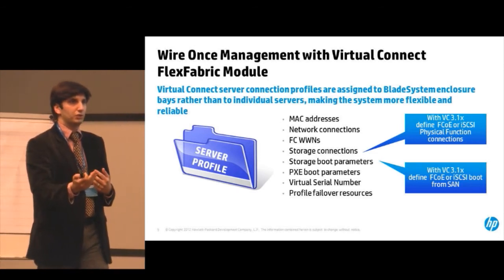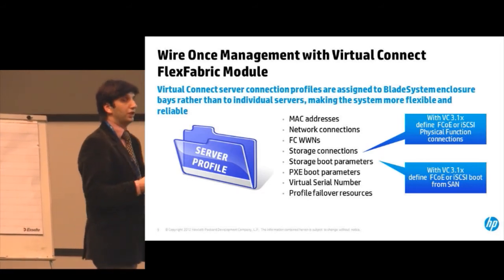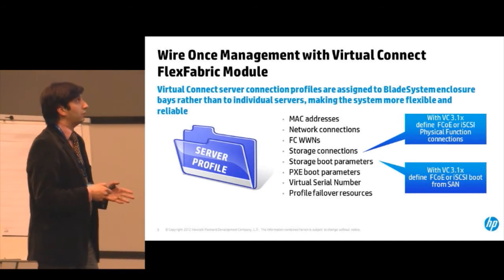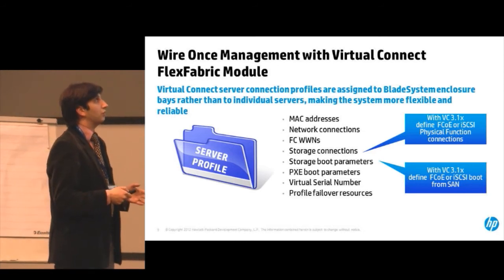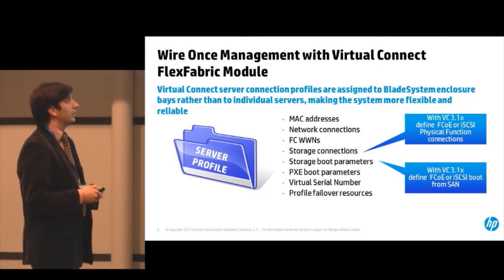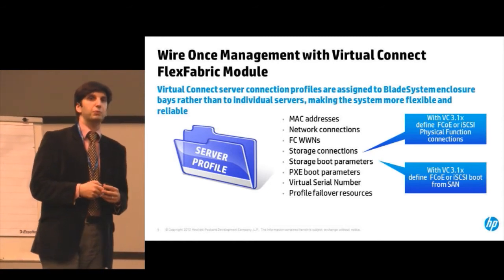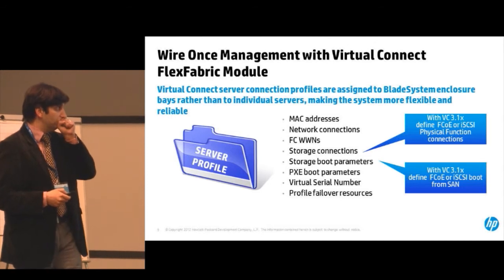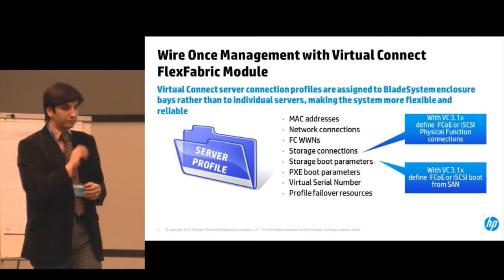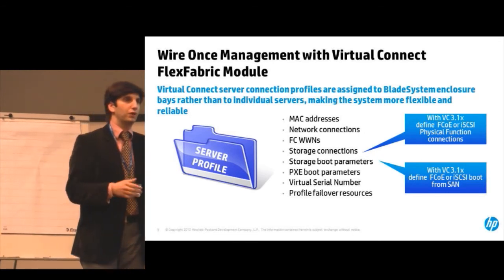It describes the MAC addresses which are going to be used, the parameters of the networking connections, what uplink ports I'm going to use, what VLAN parameters, Fibre Channel WWNs, and the storage connections, which now also define the Fibre Channel or iSCSI connections with the latest generation of the product. If you do boot from SAN, you can also include your storage boot parameters as part of the Virtual Connect profile, the virtual serial number of the server, and any configuration required for the failover of the profile.